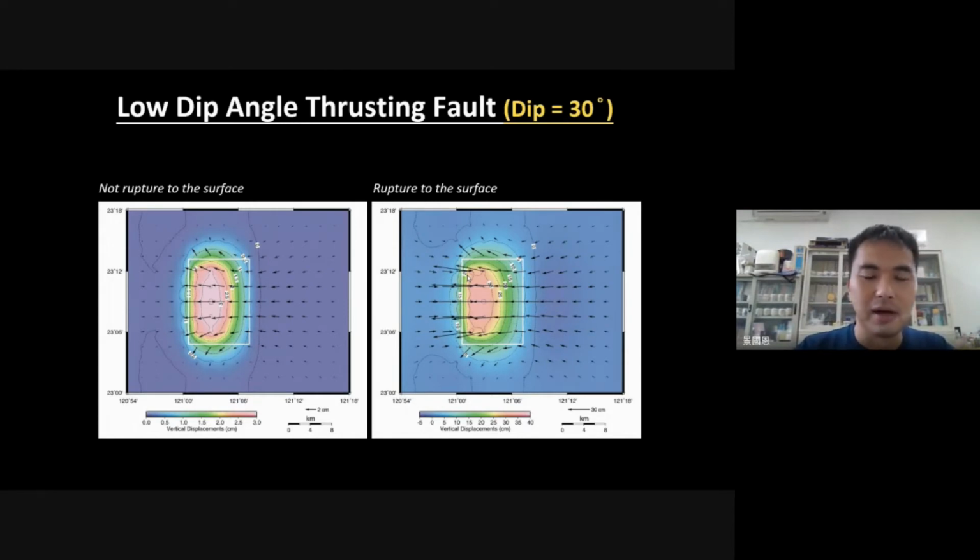However, usually it is not easy to understand the pattern of line of sight deformation. So we usually like to learn the three-dimensional deformation caused by the faults in the beginning, and then we could check what kind of pattern it looks like from the InSAR data. So this is the horizontal displacement and vertical displacement caused by the low angle reverse fault.